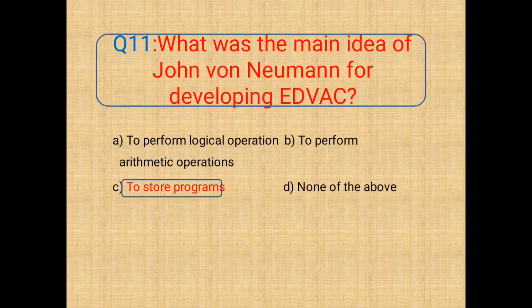Question number 11. What was the main idea of John von Neumann for developing EDVAC? EDVAC stands for Electronic Discrete Variable Automatic Computer. Option A, to perform logical operation, B to perform arithmetic operation, C to store programs, and D none of the above. So main idea of developing the EDVAC was to store the programs. So in this case the correct option is C.